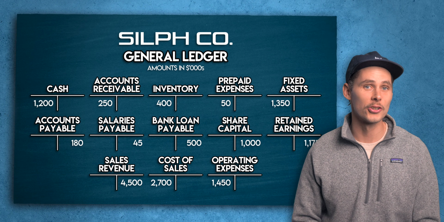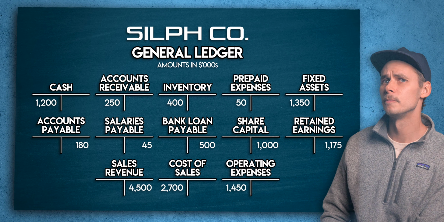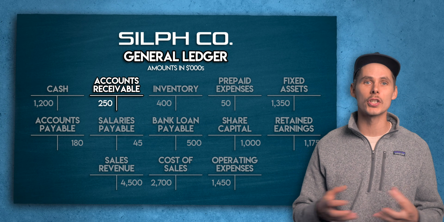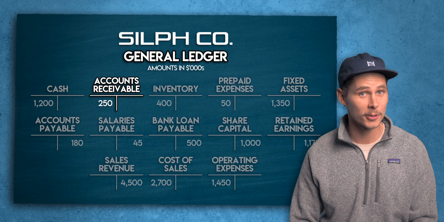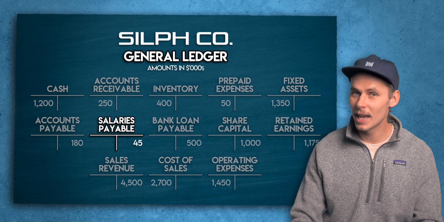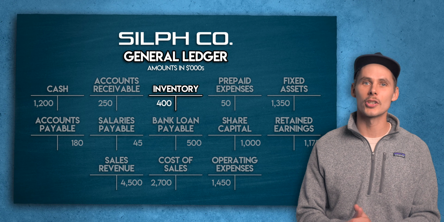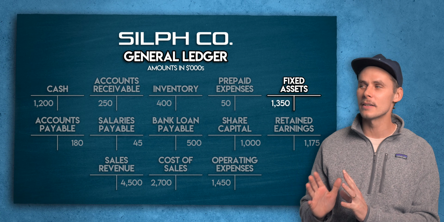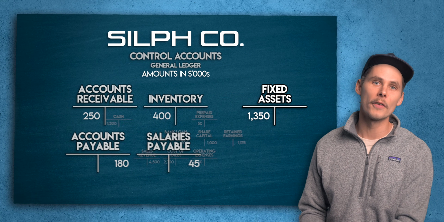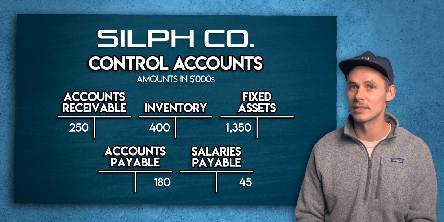Let's go back to the general ledger for Silph Co. There are 5 control accounts on this screen. Can you spot them all? First, we have Accounts Receivable, a control account that summarizes the balances of individual customers. Then there's Accounts Payable, which summarizes the balances owed to individual suppliers. Salaries Payable, which summarizes employee balances stored in the payroll subledger. Inventory, which summarizes individual inventory records. And Fixed Assets, which summarizes the detailed fixed asset register. Together, these 5 control accounts give us a summary of information stored in much greater detail in their related subledgers.